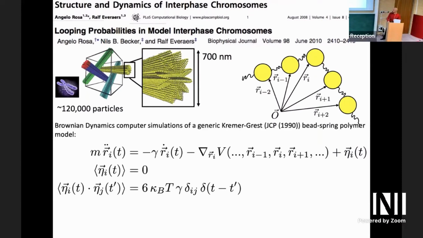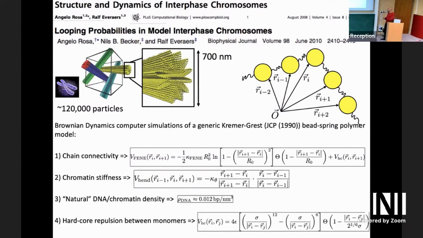Very simple. We use the standard Kremer-Grest polymer model, and we took into account the very basic minimal ingredients: essentially the connectivity of the chain, some bending stiffness, chromatin being a bit like a worm-like chain polymer. We used the right amount of chromatin or DNA inside the nucleus of the cell. We did some mapping, and the most important ingredient was the hardcore repulsion between monomers.